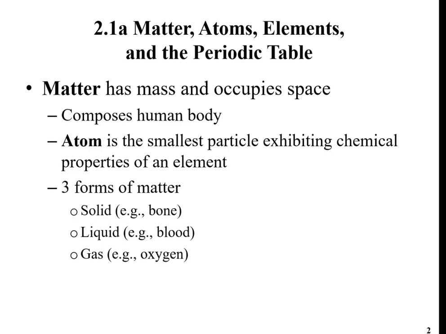So first we have to talk about matter. Matter has mass and occupies space. It composes the human body. In fact, it composes all material things in the universe. The atom is the smallest particle of matter exhibiting chemical properties of an element. There are three forms of matter. There's solid, liquid, and gas.